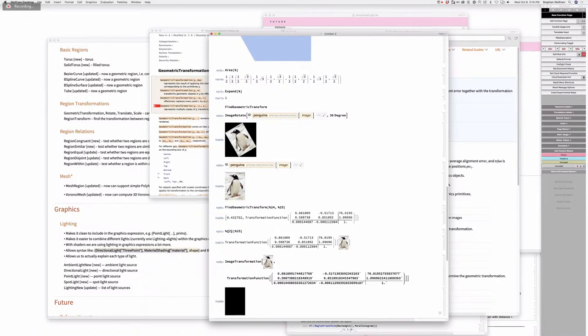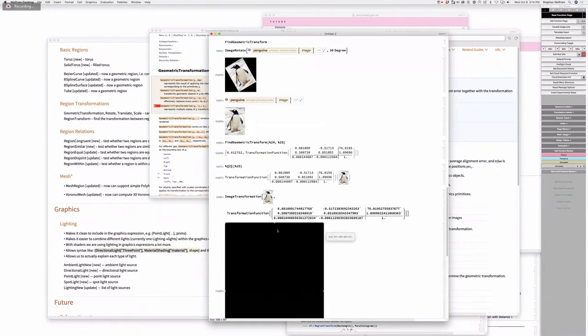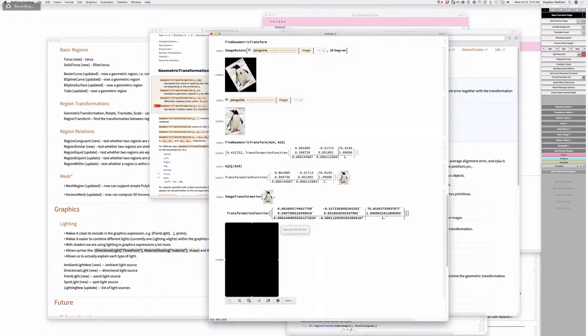What? It's some small part of the head of the penguin. But maybe try the rotated one. Maybe this is the reverse of what we think it is.